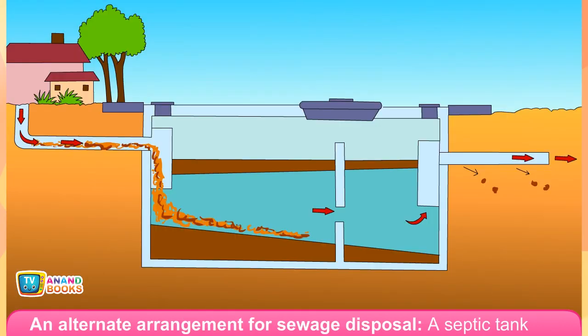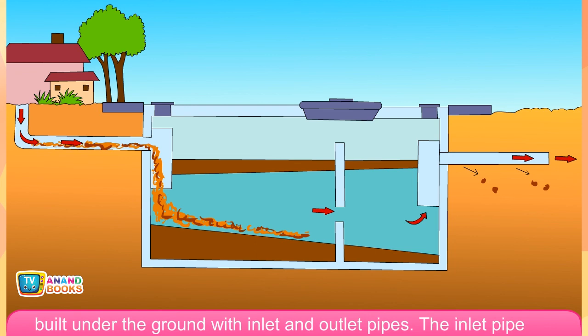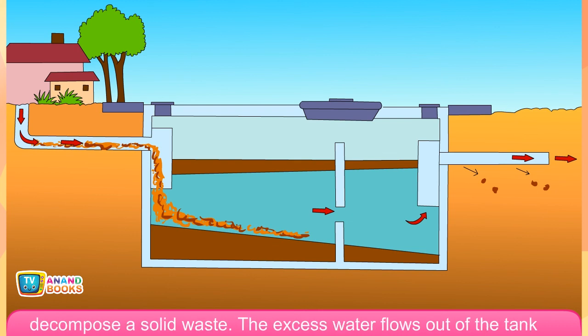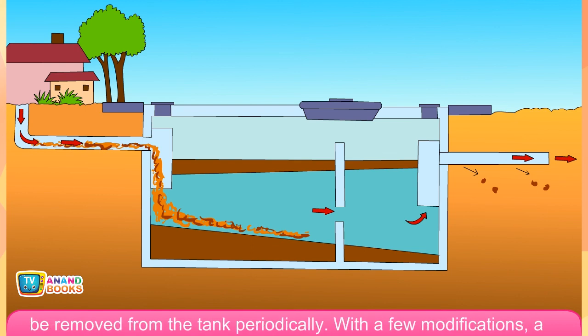An alternate arrangement for sewage disposal. A septic tank can be used to treat household sewage. A large concrete tank is built under the ground with inlet and outlet pipes. The inlet pipe carries household sewage to the tank. Bacteria present in the tank decompose the solid waste. The excess water flows out of the tank through the outlet pipe into the soil. Decomposed solid waste must be removed from the tank periodically. With a few modifications, a septic tank can be converted into an efficient biogas plant.